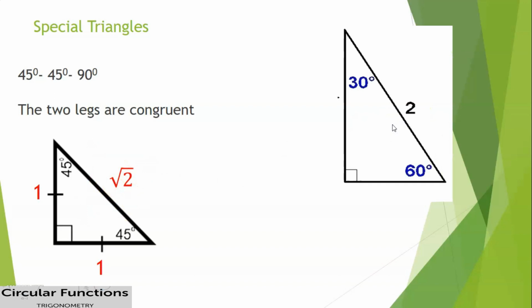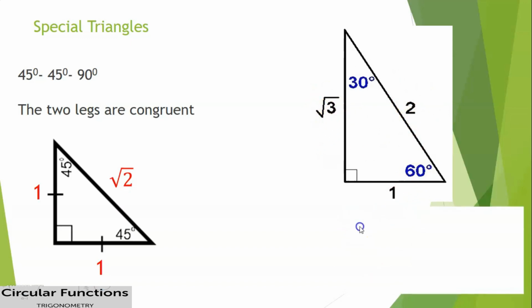Okay, another. It could be a 30, 60, 90 triangle. In a 30, 60, 90 triangle, if the hypotenuse is 2, the shortest leg will be half of it. So if this is 2, this is 1, and the longer leg will be square root of 3. So by Pythagorean theorem, this would be 4 minus 1, which is 3, and get its square root.